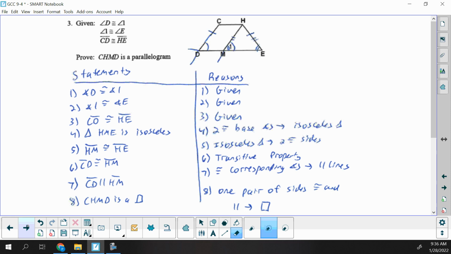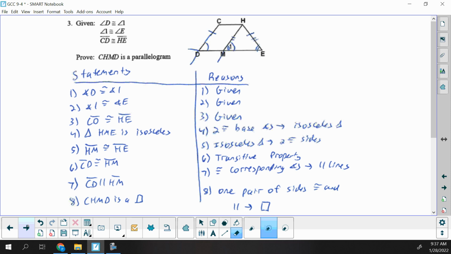And in the third one, we had some givens there. We eventually want CHMD to be a parallelogram. Well, notice they told us in that triangle that the 2 base angles were congruent. That implies isosceles triangle for triangle HME. And then we can do isosceles triangle implies 2 congruent sides. Notice with the markings in our sides, HE got marked up twice, so we can do a transitive property to get CD congruent to HM.